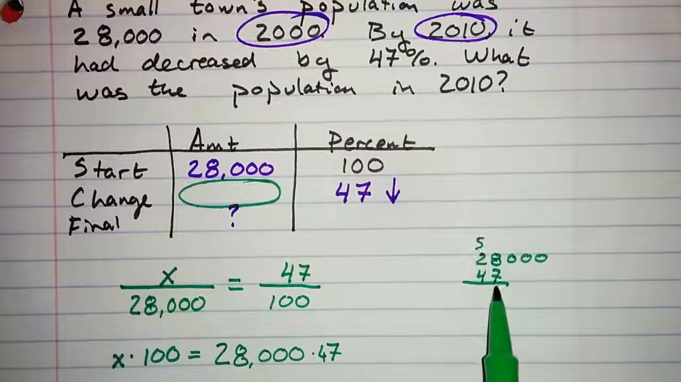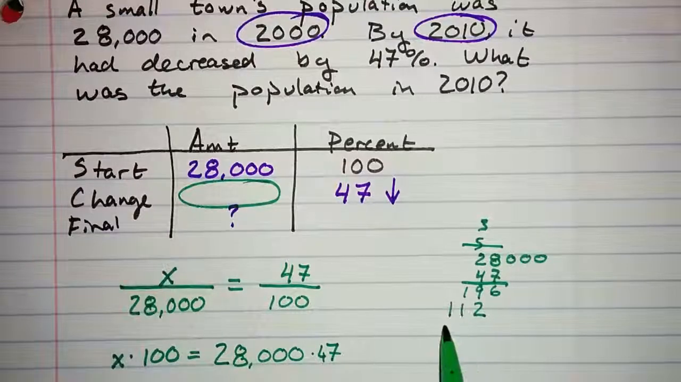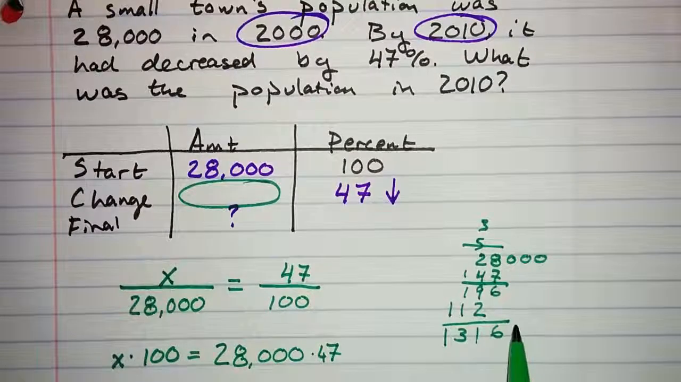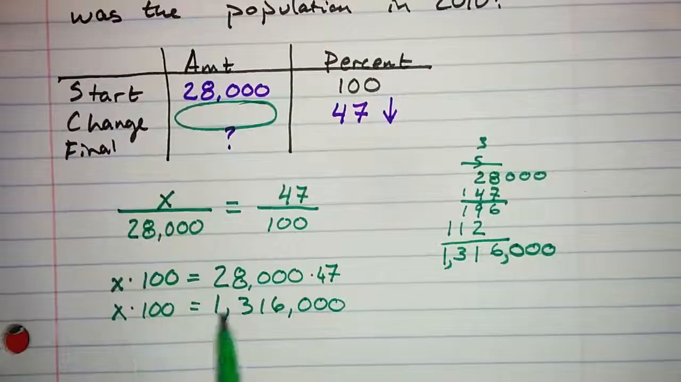7 times 8 is 56. 7 times 2 is 14, plus 5 is 19. 4 times 8 is 32. 4 times 2 is 8, plus 3 is 11. And then 3 extra zeros on the end. X times 100 is 1,316,000.